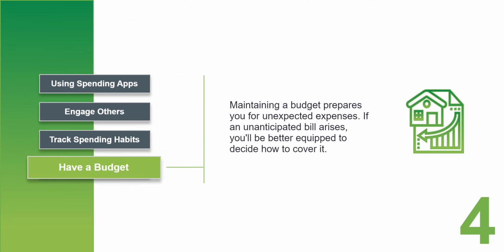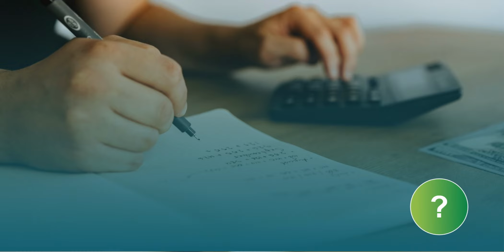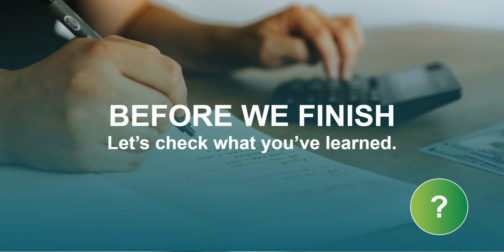Tip 4 is to have a budget. Maintaining a budget prepares you for unexpected expenses. If an unanticipated bill arises, you'll be better equipped to decide how to cover it. Now let's check to see what you've learned.